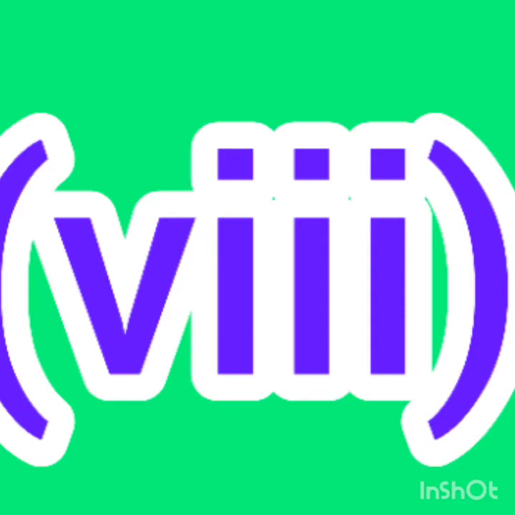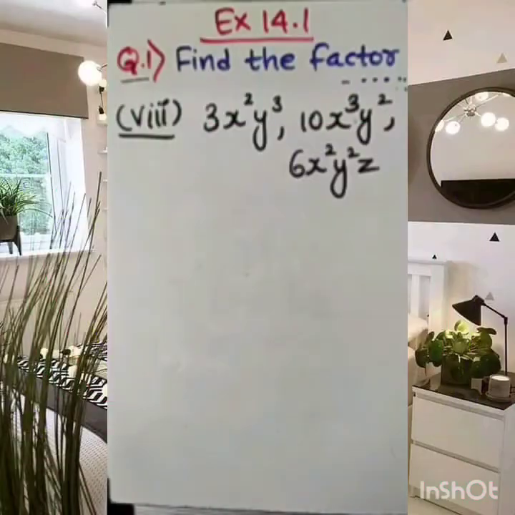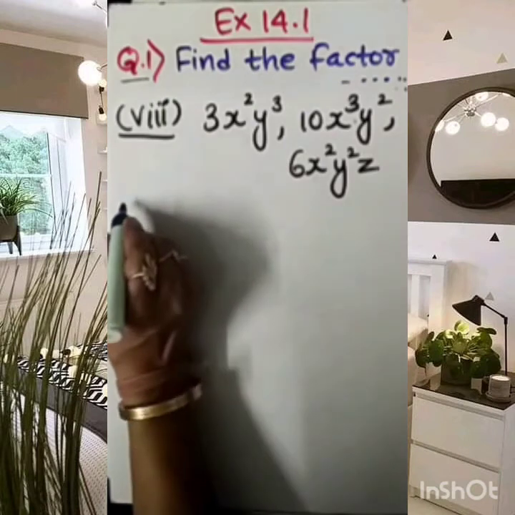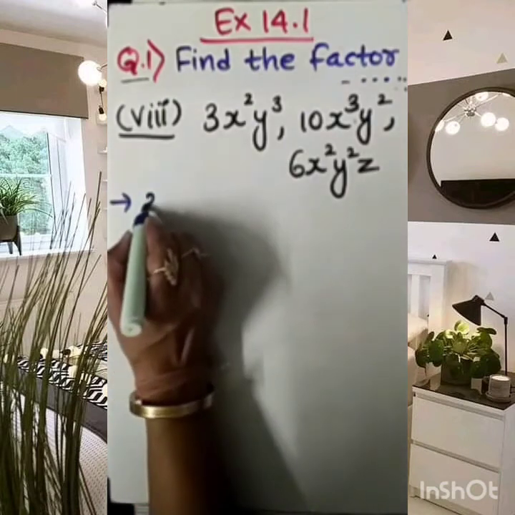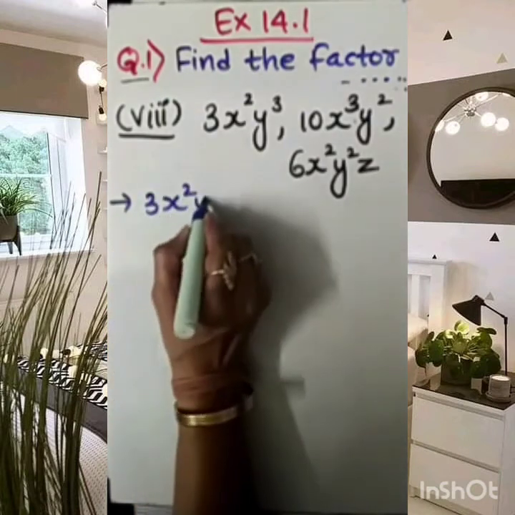It is here on your screen: 3x square y cube, 10x cube y square and 6x square y square z. Three terms are given. Let's sort out one by one. First term we are given 3x square y cube.